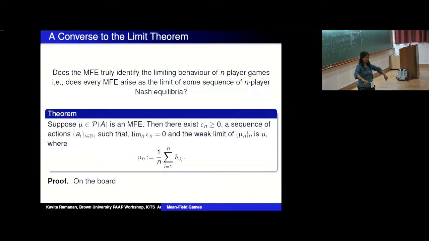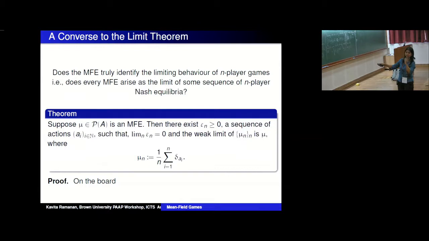it persists, right? But you might want to ask the question, is this MFE equilibrium really a good notion of solution, or does it also contain all sorts of extra equilibria which would not arise as limits of Nash equilibria? And this theorem says, does the MFE truly identify the limiting behavior of n-player or not? And this says it does identify. So it says if mu is an MFE, then there exists epsilon n greater than 0 and a sequence of actions a_i such that the weak limit of mu n is mu, where mu n is this.